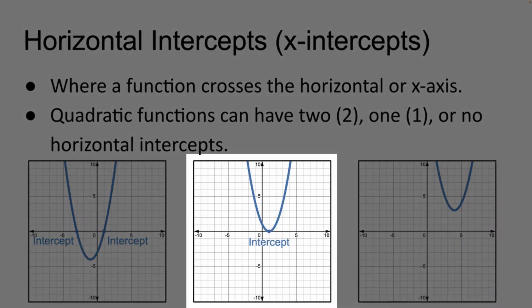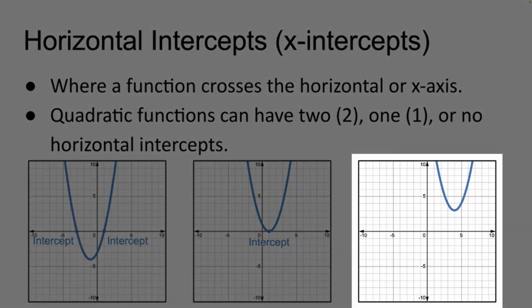In the second image, we see this quadratic function barely touching the x-axis at one point. That one point also happens to be the vertex of the parabola. This function in the middle has only one horizontal intercept.